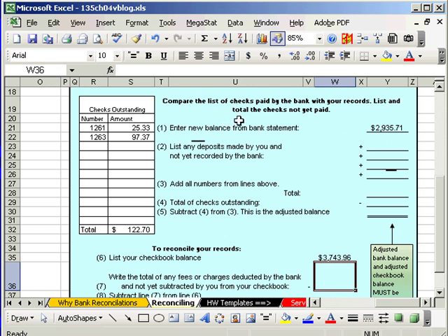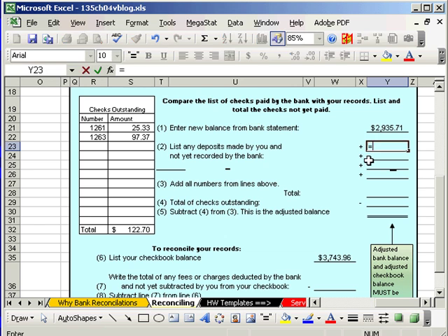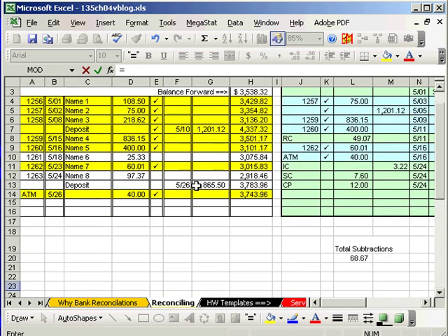Now, what's nice about the back of your bank statement is that they give you pretty good instructions. Enter new balance from bank statement. Boom. List any deposits made by you and not yet recorded by the bank. So you would list them all here. We only have one. Equals. Again, this is the bank statement, so these are all the items from our records that they don't know about. So I scroll over. Yeah, there's one deposit. So I click there, enter.